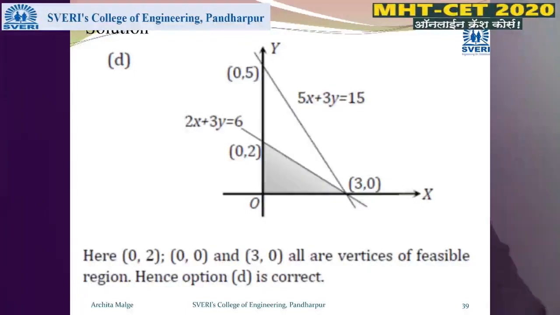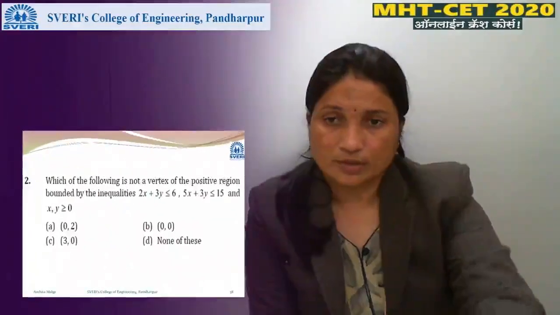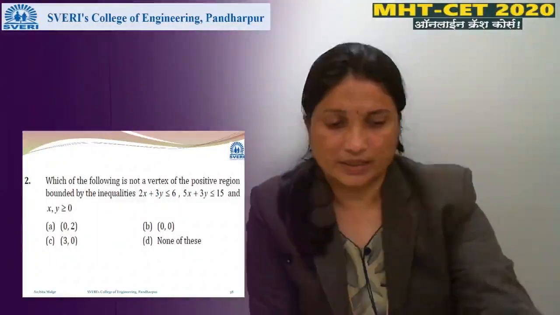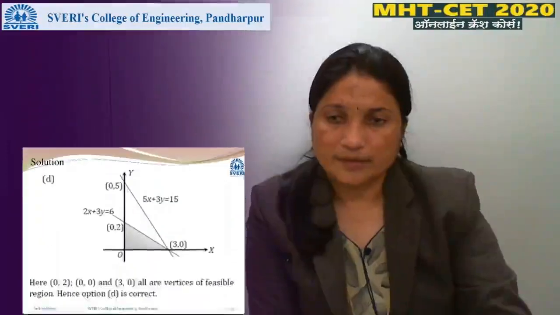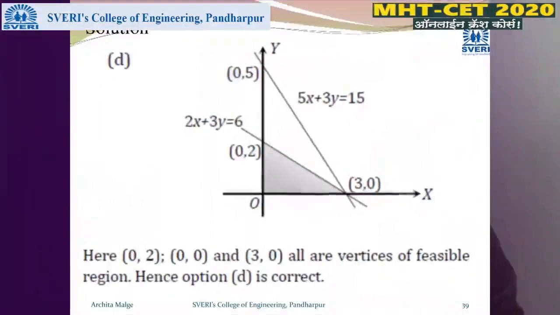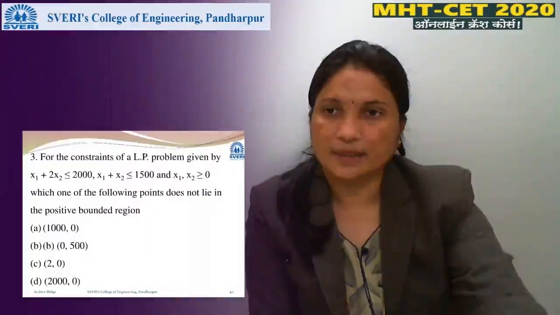So here we are just looking at that question. What is option D? None of these. Therefore, in this case option D is the correct option. Further, we are going to see the next example.